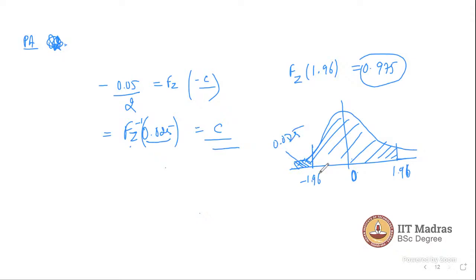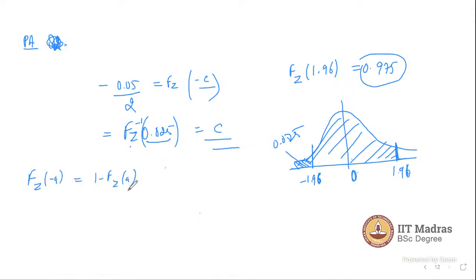Okay, because of the symmetry property. So even if you know just one value, if at 1.96 it is 0.975, then at minus 1.96 it is just going to be 1 minus that. We know this, right? That F(-a) is nothing but 1 minus F(a).